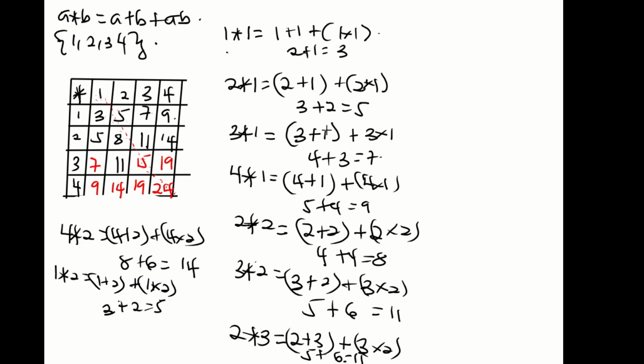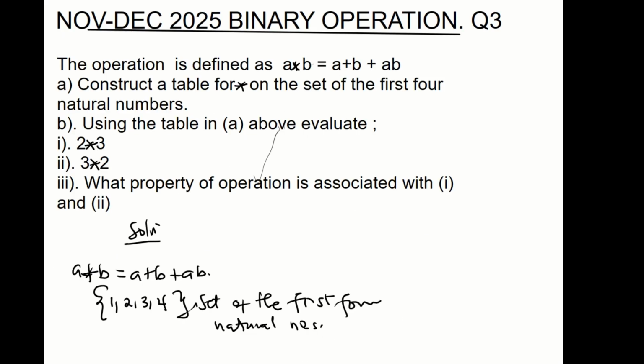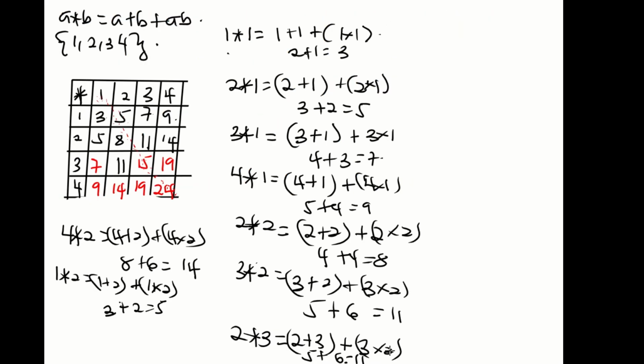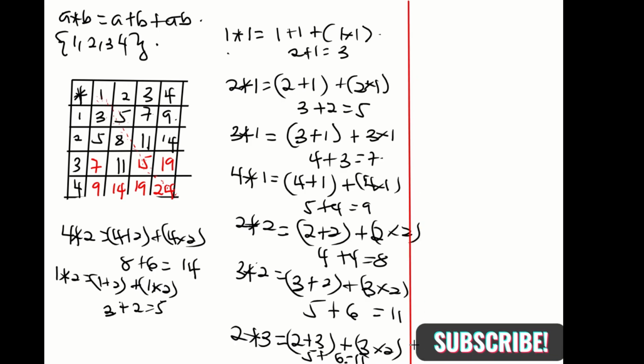Okay, so we are going to continue with the second question, which says that using the table in A above, we are to evaluate 2 operation 3 and 3 operation 2. So we are going to see our 2 operation 3. From the table, 2 operation 3 here is 8. Okay, so I also say 3 operation 2. Let me see. 3 operation 2 is 11.